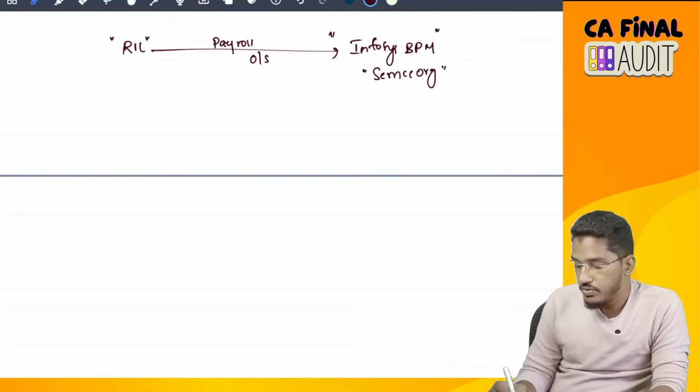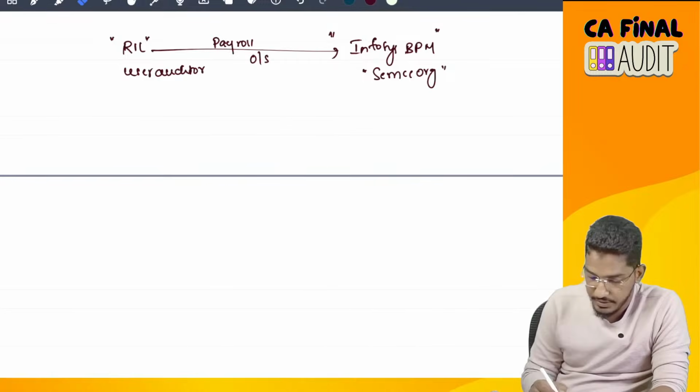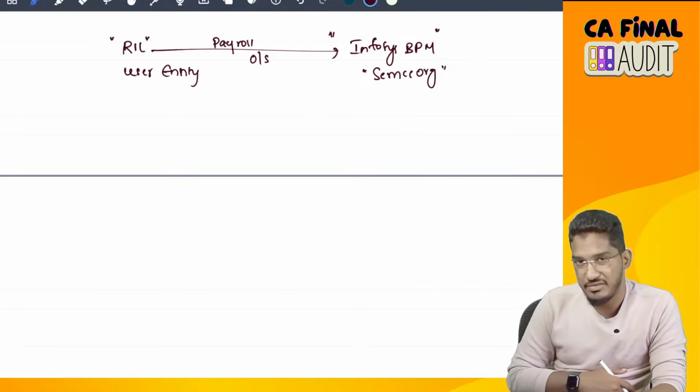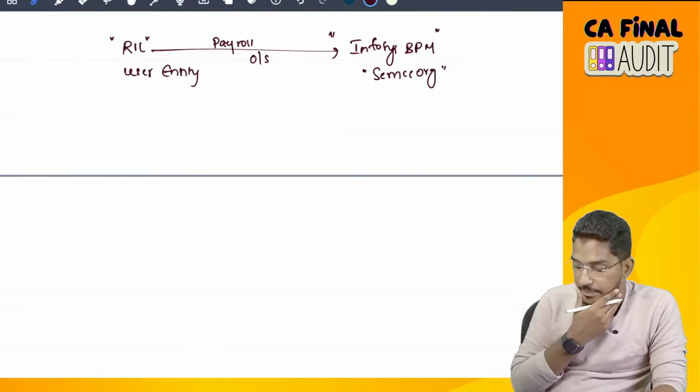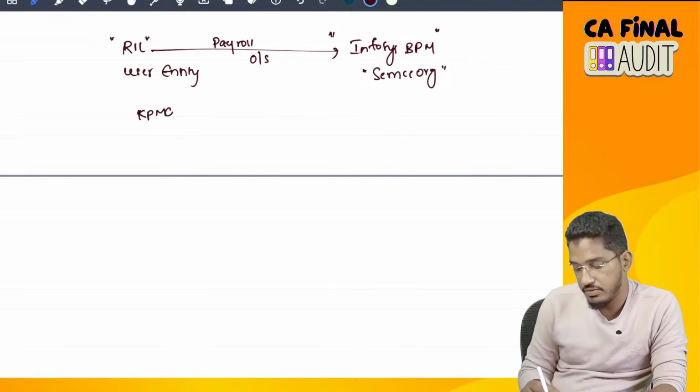Reliance is using the services of Infosys, so Reliance will become the user entity. So Reliance is a user entity, Infosys BPM is a service organization. Now Reliance has appointed auditors, say for example, KPMG. KPMG is an auditor conducting the audit of the user entity, so here we call KPMG the user auditor.